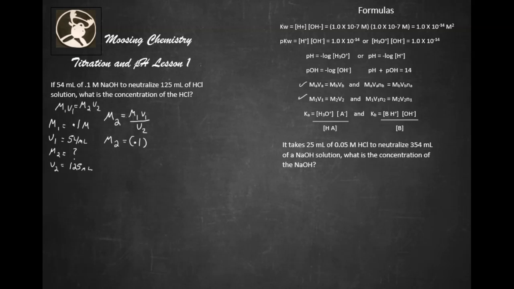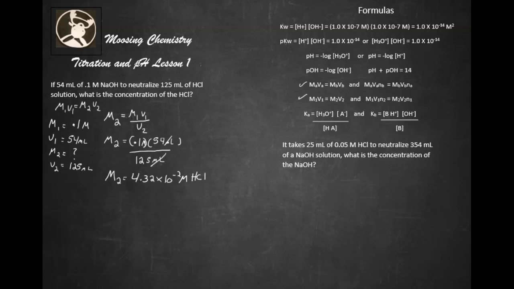So M2 equals 0.1 molarity times our volume 1, which is 54 milliliters, divided by our V2, which is 125 milliliters. Milliliters cancel out, and M2 is going to give us a concentration of 4.32 times 10 to the negative 2 molarity of HCl.